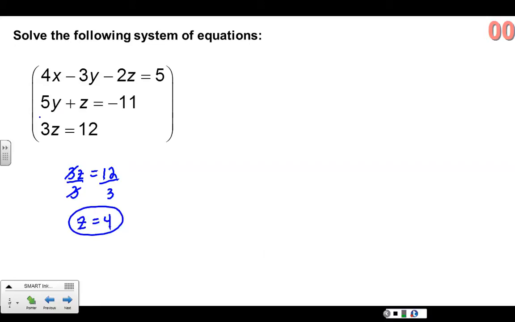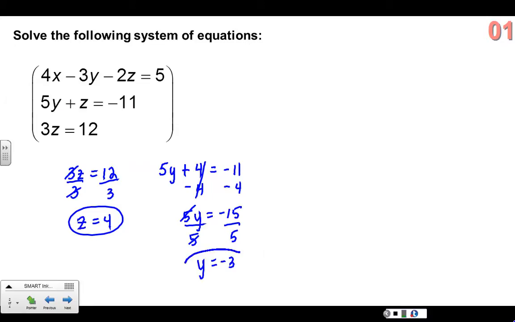Then we can move up to the next equation, which is a little bit more difficult than that one. So 5y plus z equals negative 11. But we already know how to substitute. So 5y plus z, which was 4, equals negative 11. So if I subtract 4 from both sides, 5y equals negative 15. So if I divide by 5, y will equal negative 3.